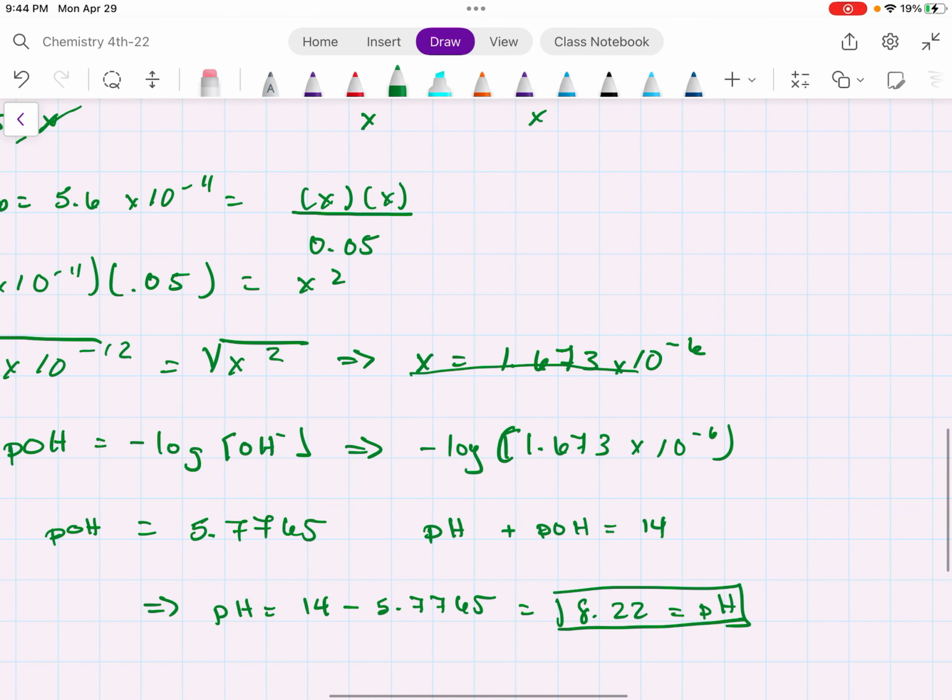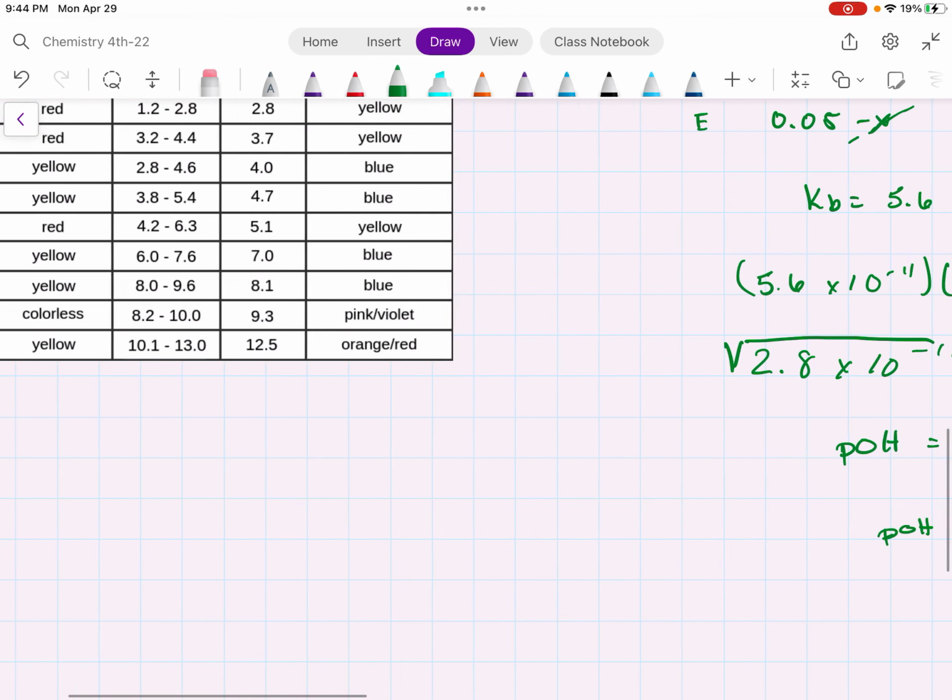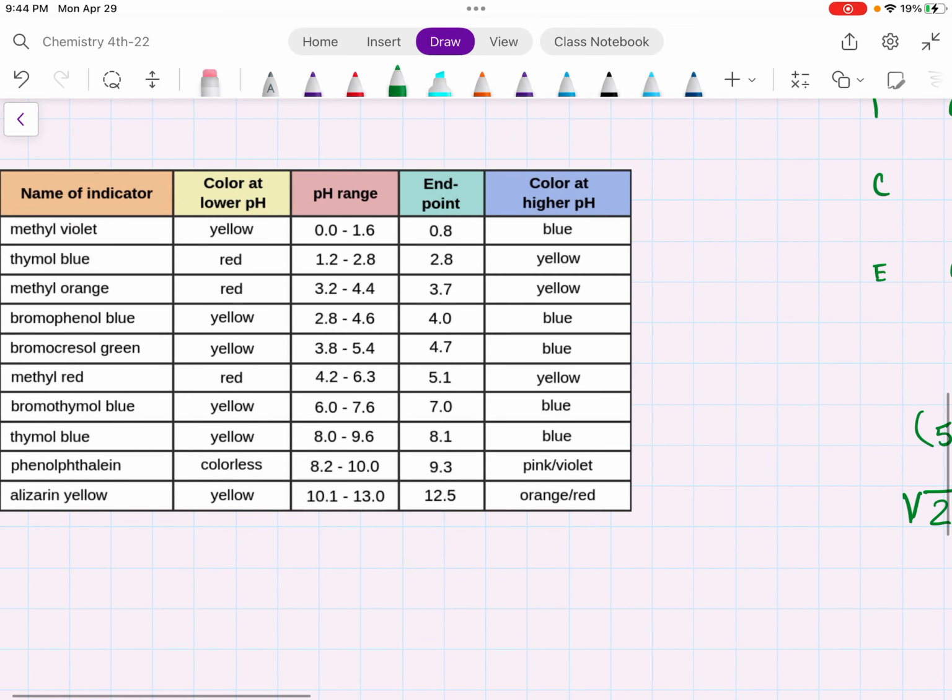Now, the other part of the question is asking you what would be the best indicator to use given the endpoint and the pH. So now we're going to take a look at our charts here. This is what you're going to see on the AP exam. They're going to give you a bunch of different indicators. You're going to have to calculate the pH and figure out which one would be the best to use. In this case, we have about two right here that would work perfectly, because they're within the range: 8.2 to 10.0, and then 8.0 to 9.6.